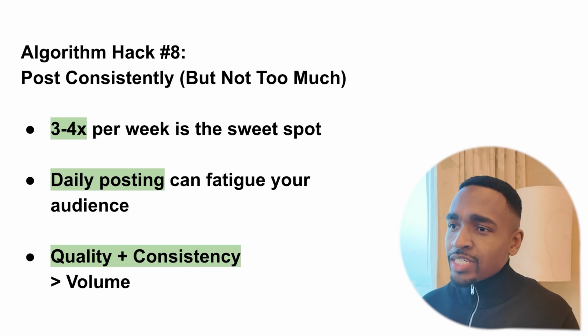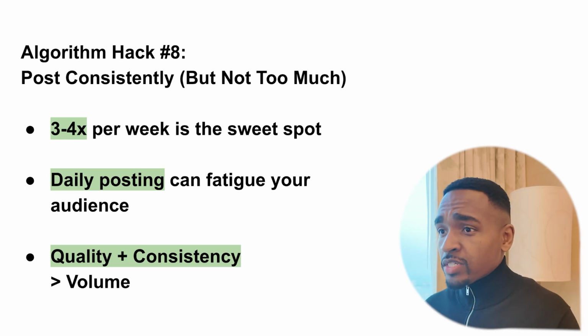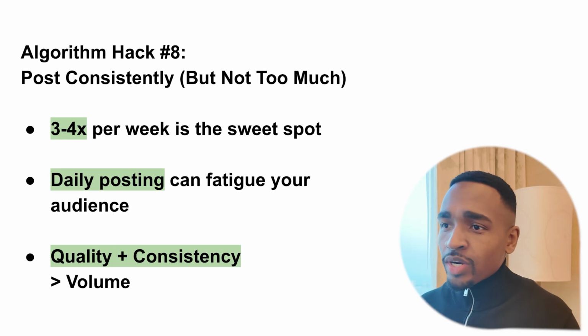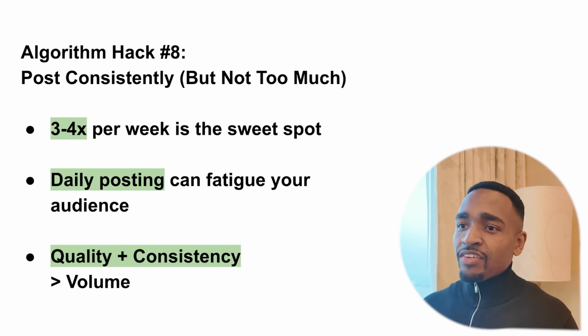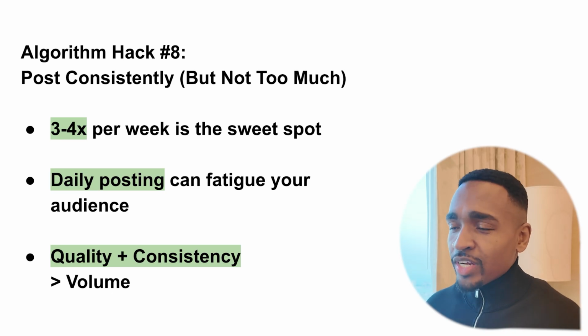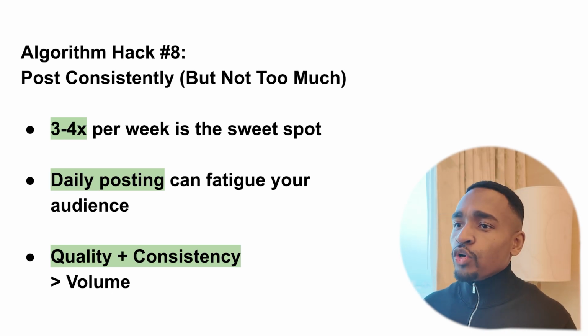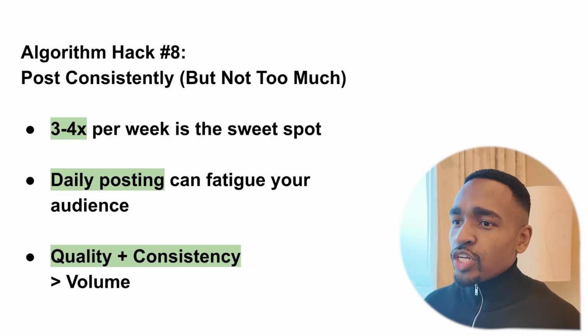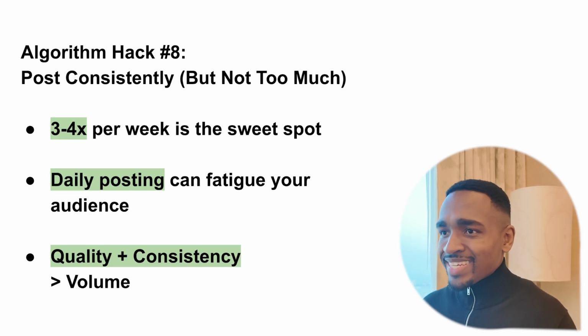And the key is that quality plus consistency beats volume every time. So it's better to post 3 high quality strategic posts rather than 7 mediocre posts, because the algorithm will reward the engagement and not necessarily just the frequency. So instead, focus on creating posts that people actually want to engage with and then post them consistently.